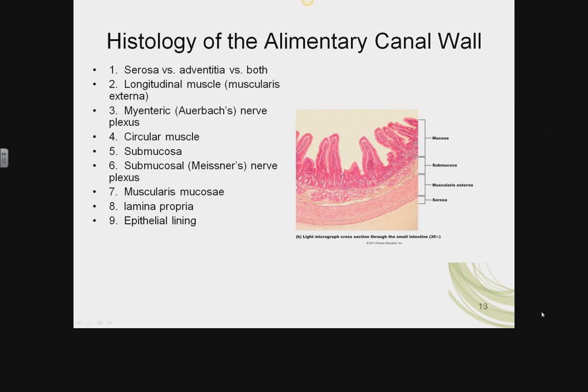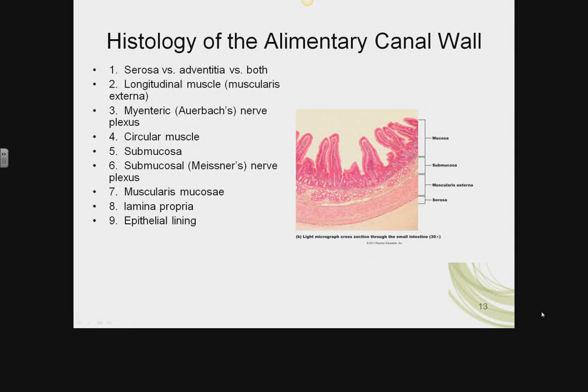This slide I'm going to cover the histology of the alimentary canal wall, and I will move from the external surface to the internal surface, or luminal side. That would be the side that faces the food that you just ate. If I'm going from the external surface to the internal surface, I'm going to start with the serosa versus adventitia, then continue deeper to the muscularis externa, deeper still to the submucosa and its components, and then lastly the mucosa.